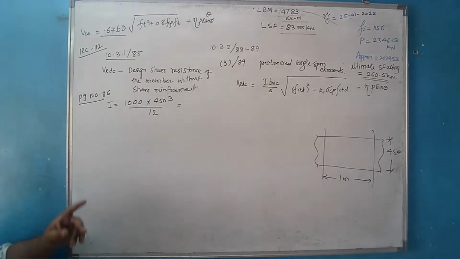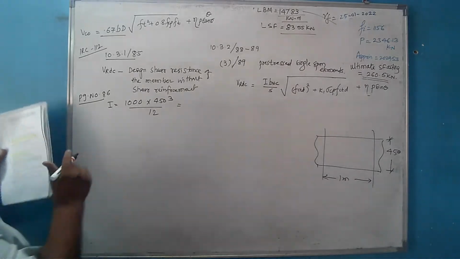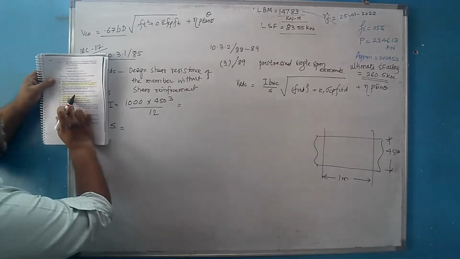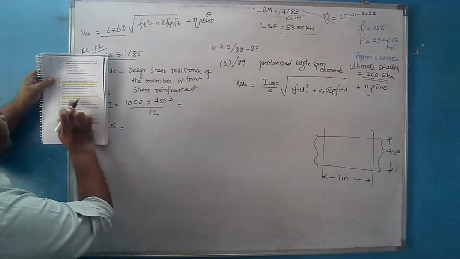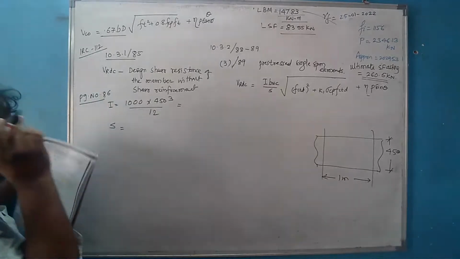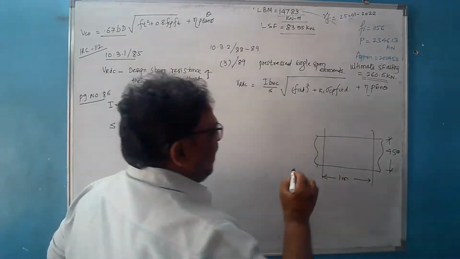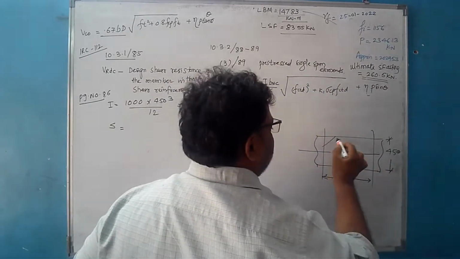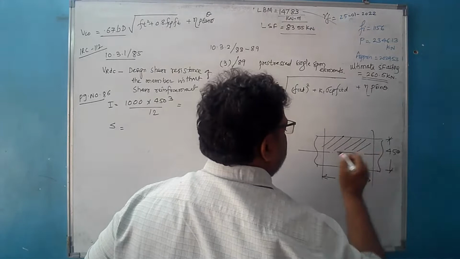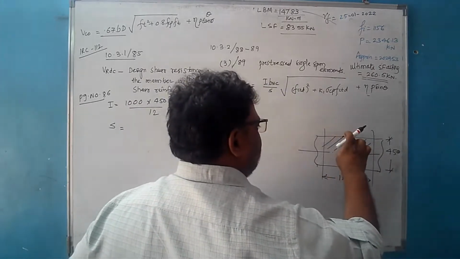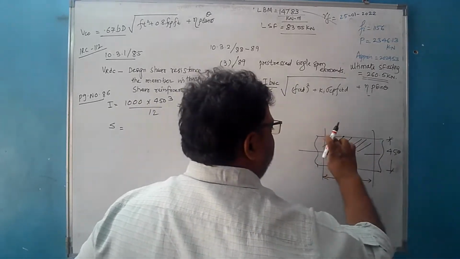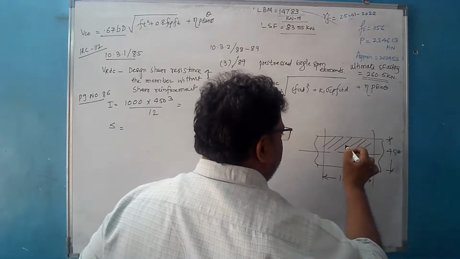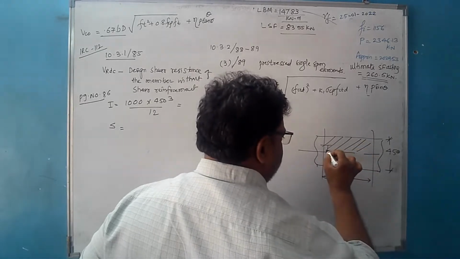So we have got the value of moment of inertia. What is next? S. S is also defined here: first moment of area between the centroidal axis and the extreme compression fiber about the centroidal axis. So where is the centroidal axis we consider? At half the depth, because this is a rectangle. This is the area which is subjected to compression, from the extreme compression fiber to the neutral axis, and the first moment of area we have to take about the neutral axis here.